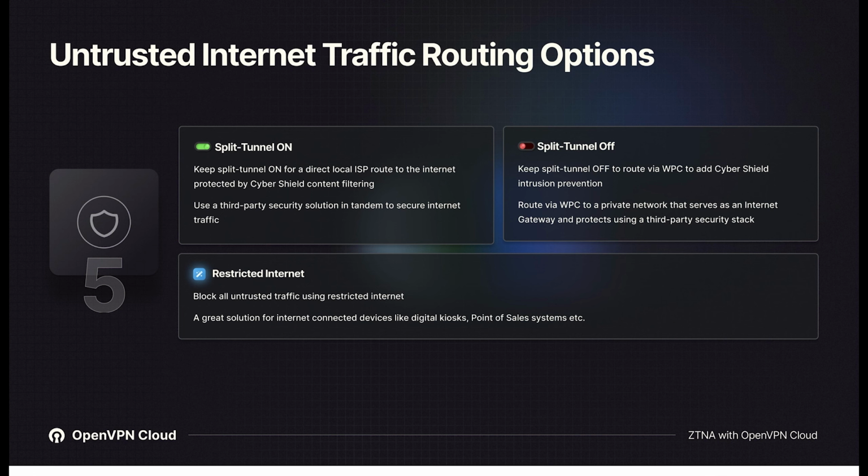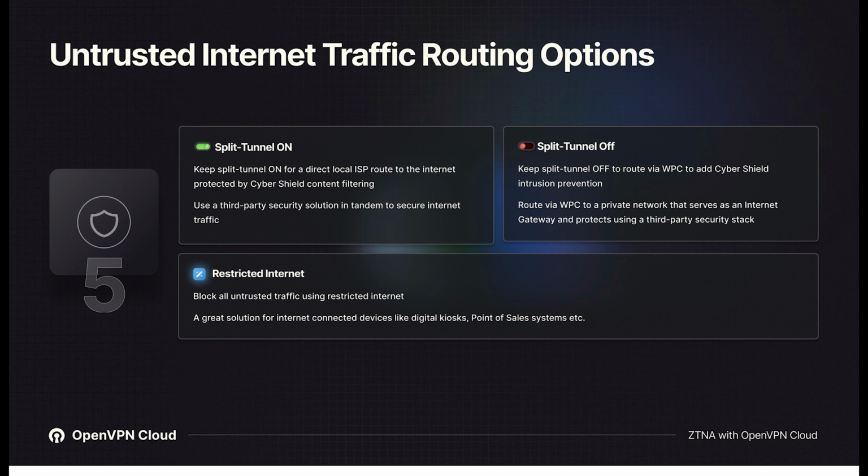Now, when it comes to split tunnel off, once internet access is set to split tunnel off for certain user groups, network, or host, internet traffic from those sources will go through WPC and exit through one or more networks that are set as internet gateway. So this basically ensures that all internet traffic is routed through some sort of UTM or threat management, which can enforce corporate security policies, for example.